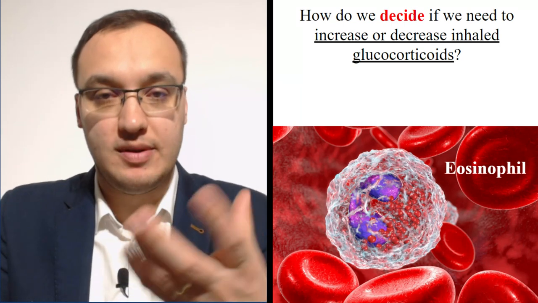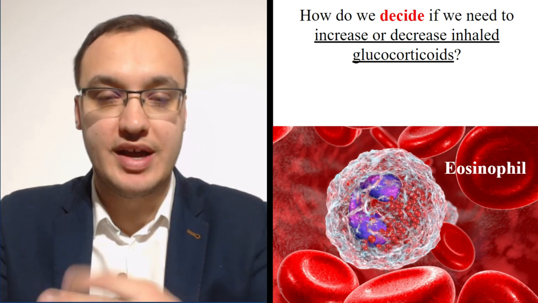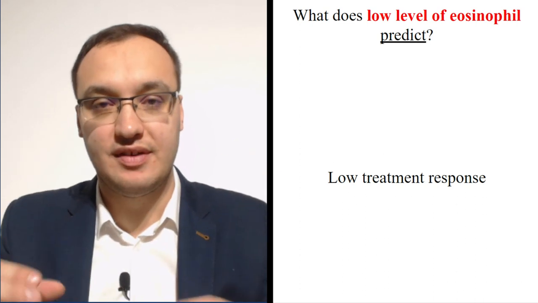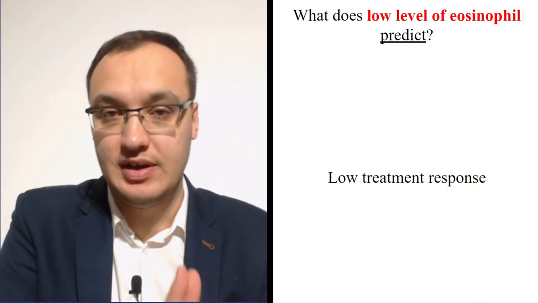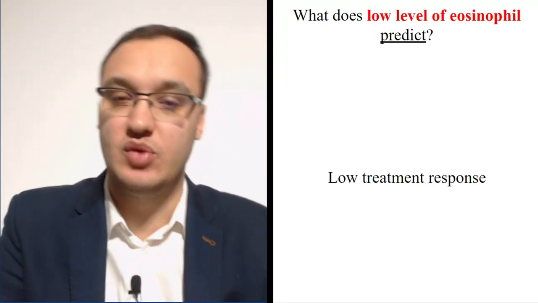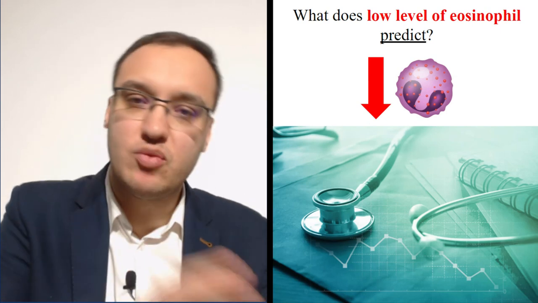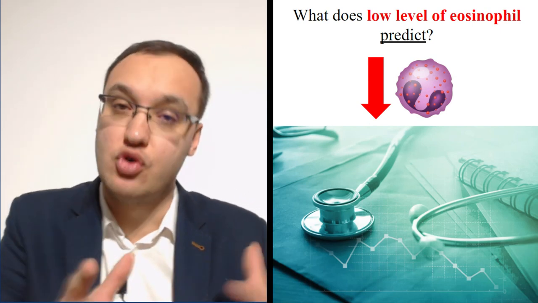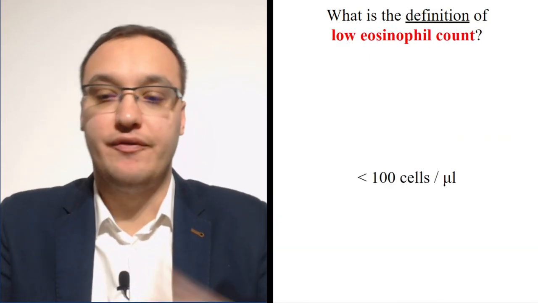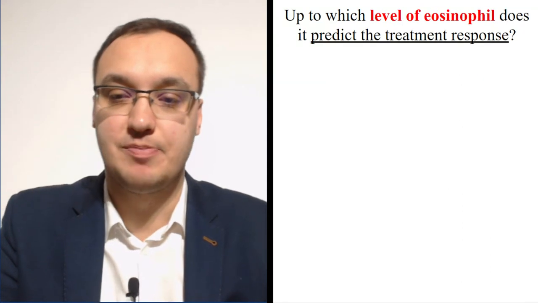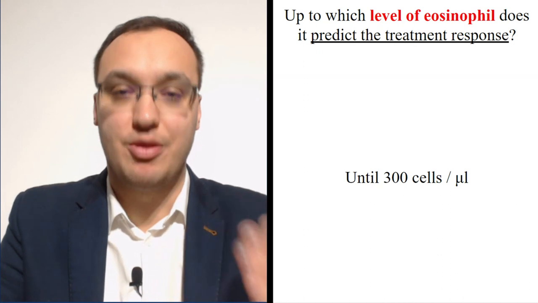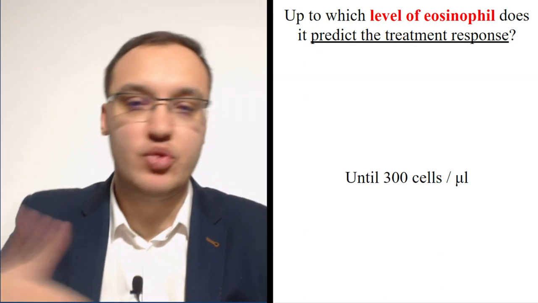and this is a picture showing a very beautiful eosinophilic cell next to the red blood cells, and the level of eosinophils will predict the treatment response. So if we have a low eosinophil count in the blood, that means that the treatment response will also be low, meaning the treatment will not be so successful with glucocorticoids. The definition of low eosinophil count, as we said, was less than 100 cells per microliter, and we can predict with eosinophils up to a level of 300 cells per microliter. Above that, we cannot really predict.